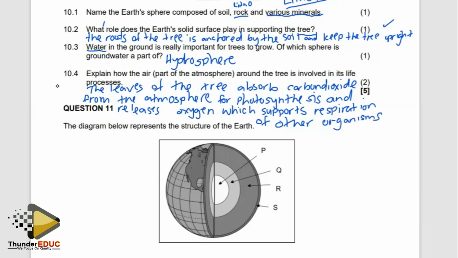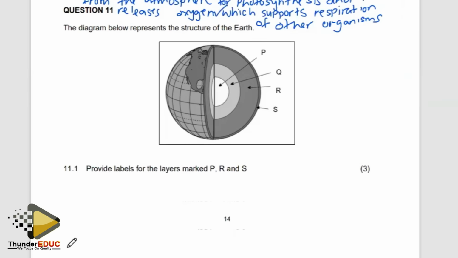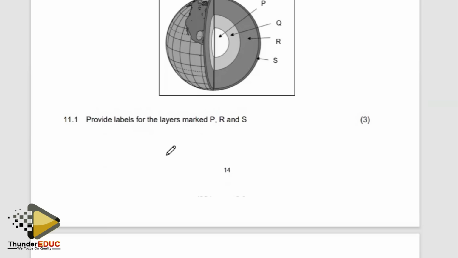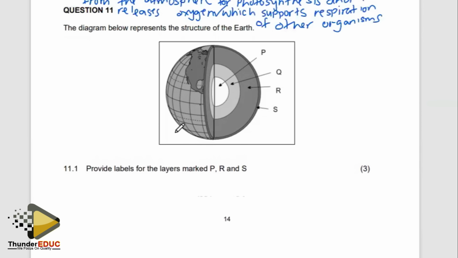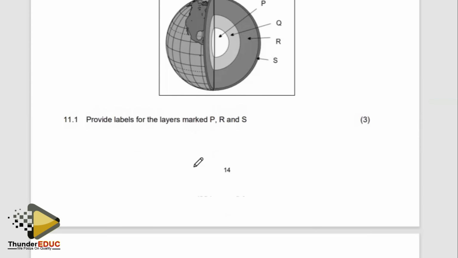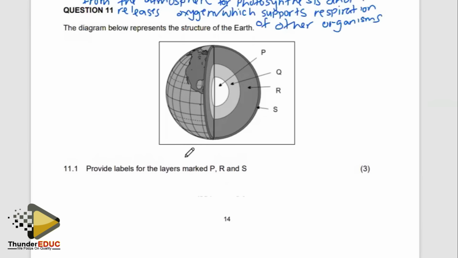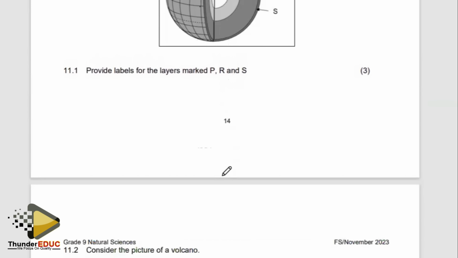Okay, so you are getting your mark for telling us that in the atmosphere there's carbon dioxide. And then you get a mark for telling us that as the process of photosynthesis is happening, there is release of oxygen. Then we move on to question 11.1. We have a diagram of the structure of Earth there and provide labels for the layers marked P, R, and S.